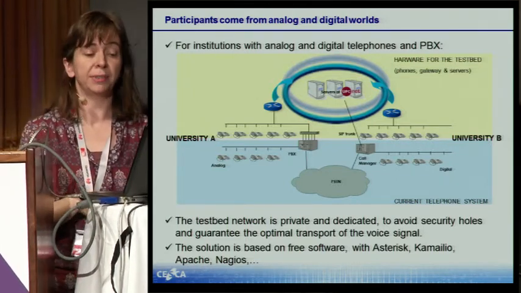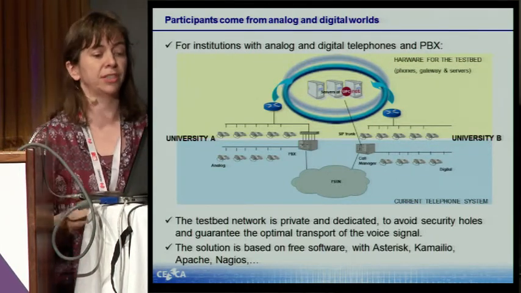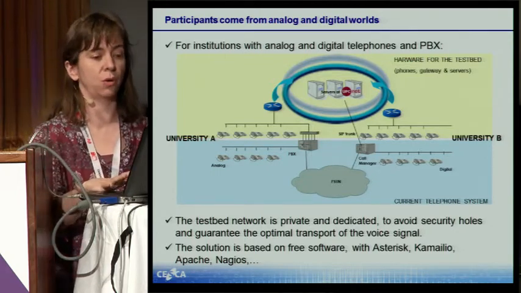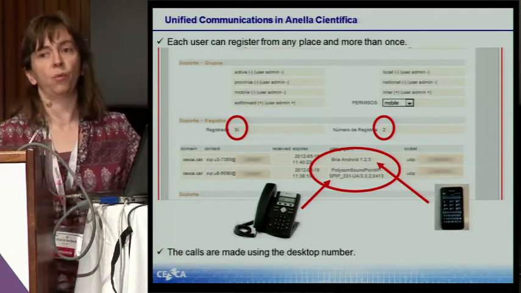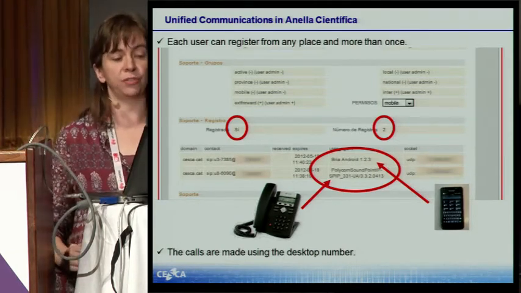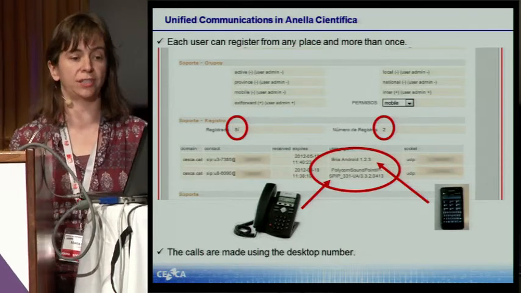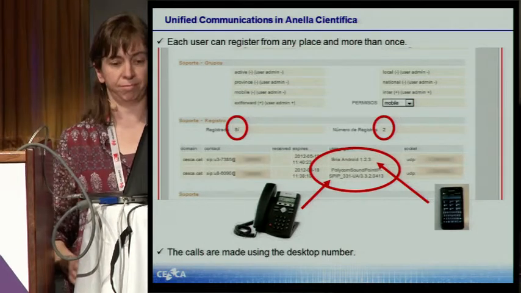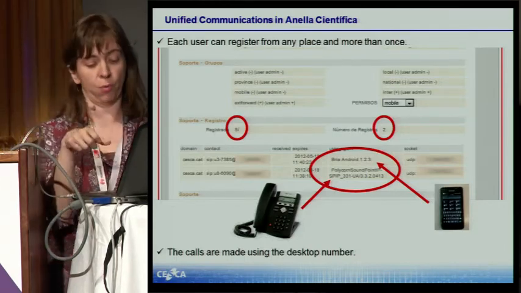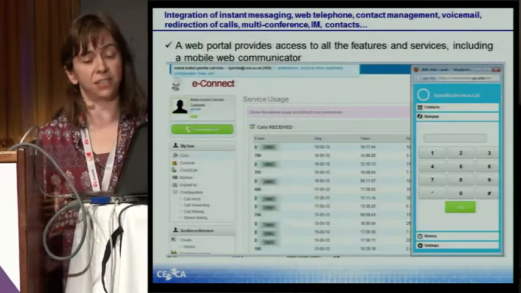The network is private and dedicated to avoid security holes, and the solution is based on free software with Asterisk, Apache, Nagios, and so on. This is an example of the web for the administrator, where you can see that the user is registered. It has 2 telephone registers. One of them is the telephone on his desktop. The other one is his mobile phone. He can also register a web telephone that is inside the platform.